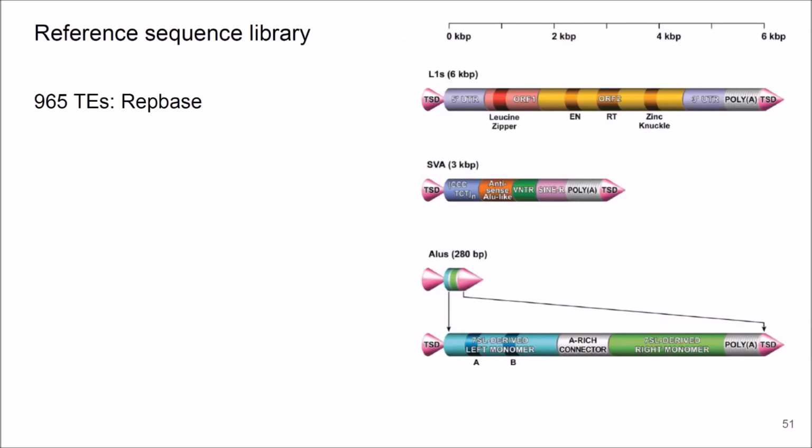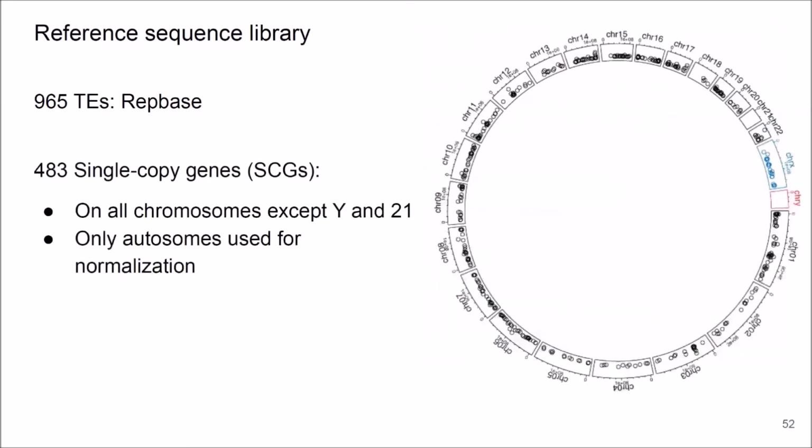And for this reference sequence library that we use for mapping, we use the 965 different TEs available from RepBase, so they're publicly available, including these 3 active TEs, L1, SVA, and Alu. And for L1, it even includes several different variations that are known, like subfamilies. And additionally, we include over 400 single copy genes that we have determined ourselves. And they are present on all of the different chromosomes except for chromosome 21 and the Y chromosome.